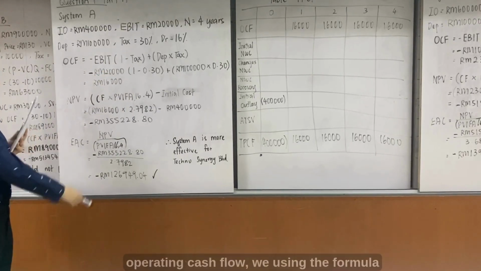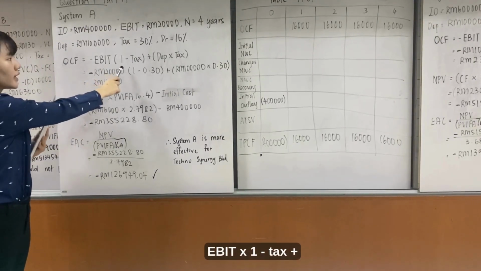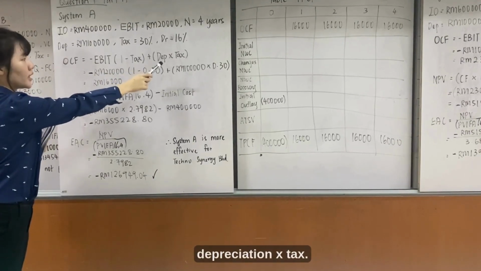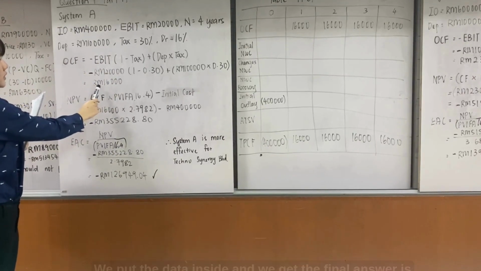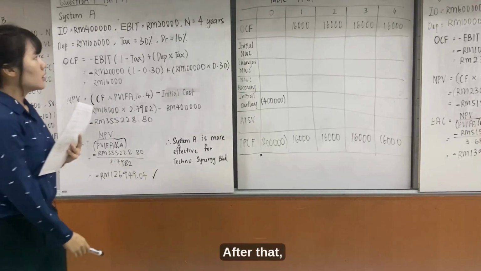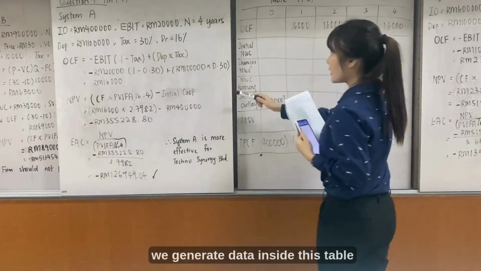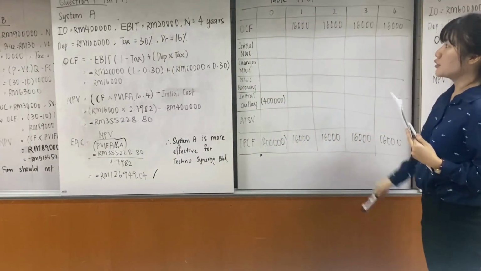To calculate operating cash flow, we use the formula EBIT times (1 minus tax) plus depreciation times tax. We put the data in and we get the final answer of RM 16,000. After that, we generate the data inside this table: the total project cash flow.